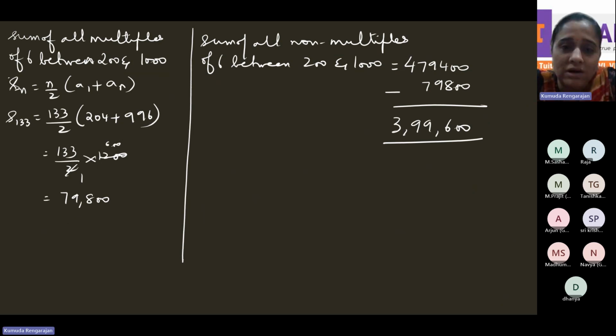We need to find the sum of the non-multiples. So clearly it is the difference: 4,79,400 minus 79,800, which is 3,99,600. I hope my calculation is right all the way. I did use the calculator for a few, but still.